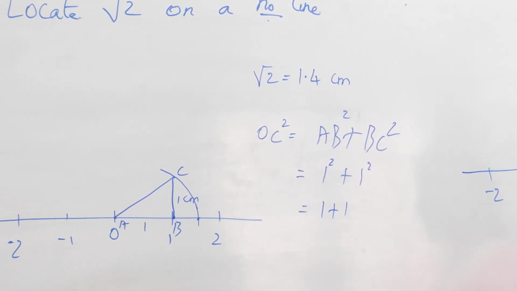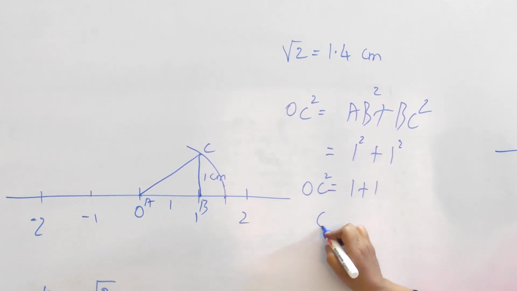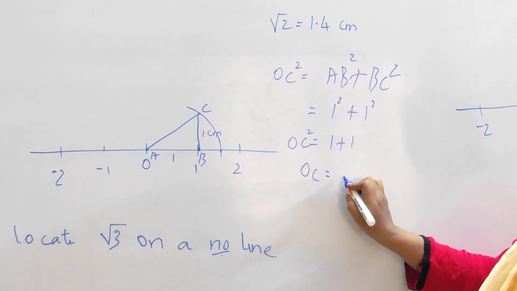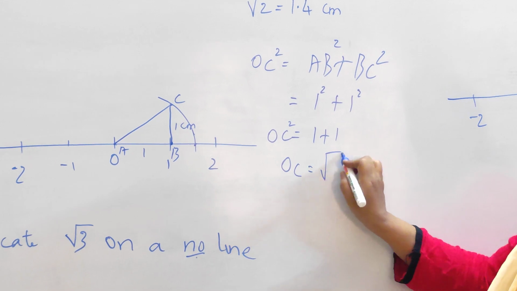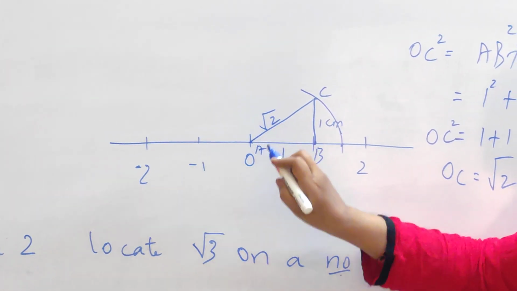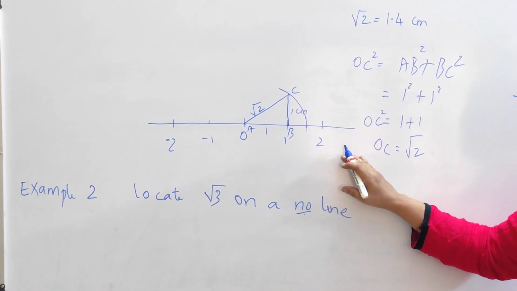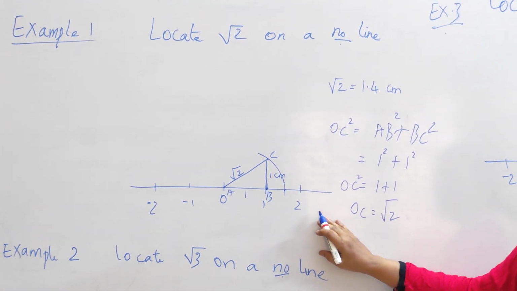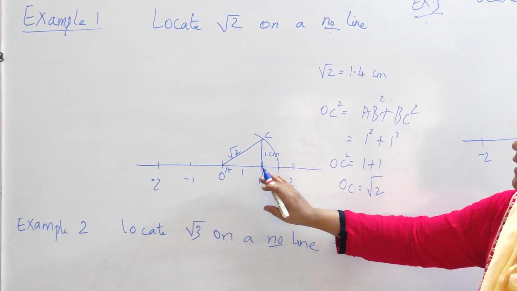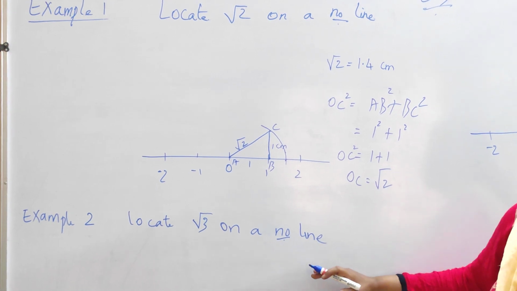1 plus 1, and here I have OC square, right? OC square is 1 plus 1, which is 2. When I remove the square, it becomes root 2. So what is the value of this one, OC? OC is root 2. So this is how you will locate root 2 on a number line. So I hope you understood this. This is a rough sketch. With the instrument, I will show you after the board work.